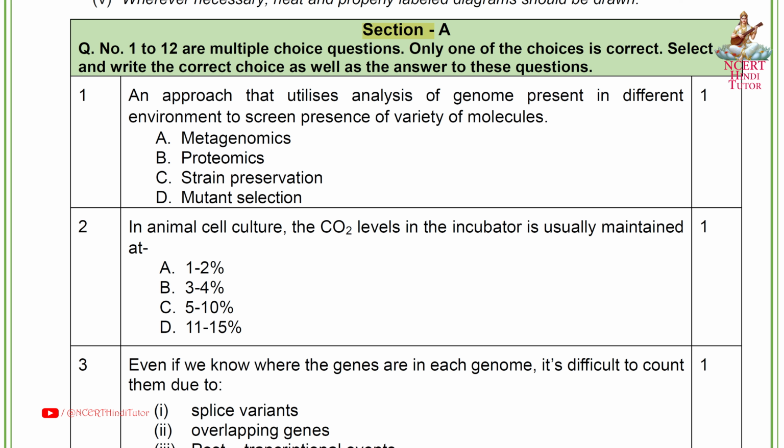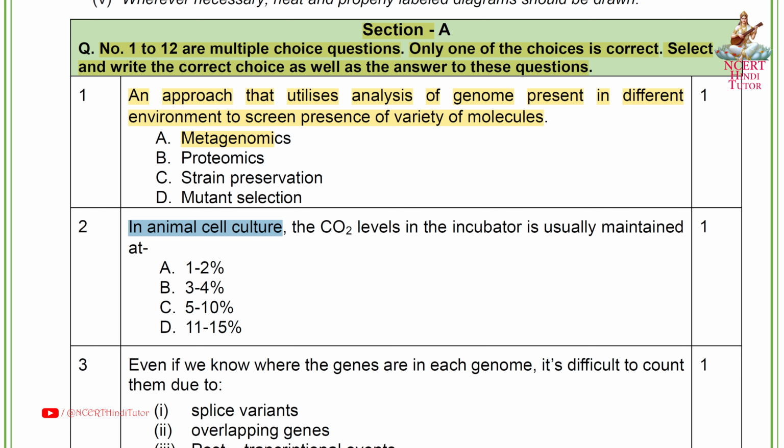Section A. Question number 1 to 12 are multiple choice questions. Only one of the choices is correct. Select and write the correct choice as well as the answer to these questions. Question 1. An approach that utilizes analysis of genome present in different environment to screen presence of variety of molecules. Answer A. Metagenomics.